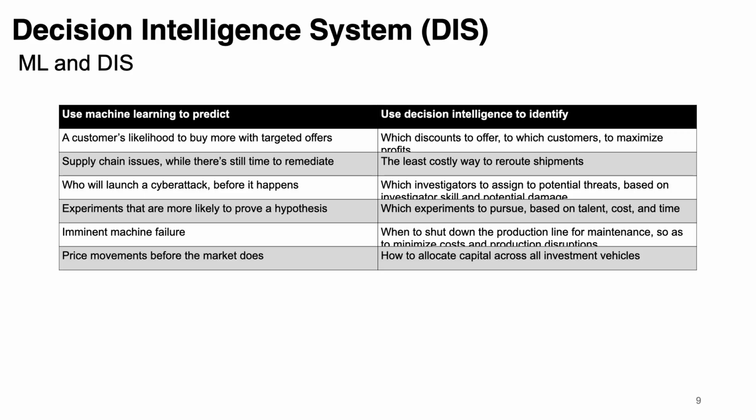It tells you what you should do about those predictions. Think of it this way. ML predicts there will be a supply chain issue. TwinODIS then identifies the least costly way to reroute your shipments to solve it. ML predicts that a price will move, and TwinODIS calculates exactly how to allocate your capital to take advantage of that movement. ML provides the foresight, but TwinODIS provides the action.